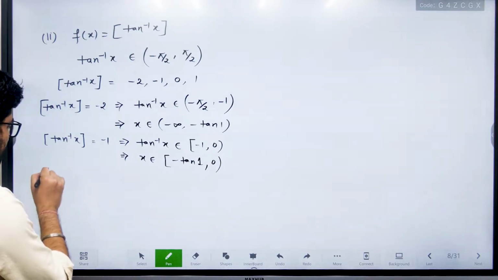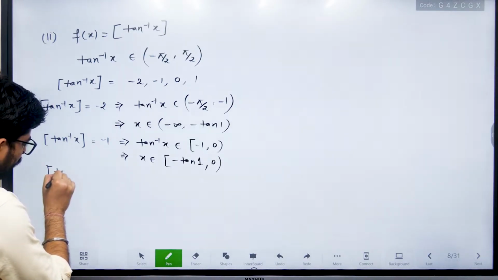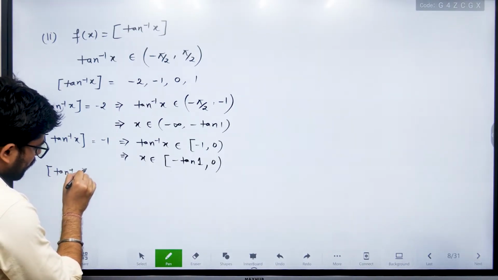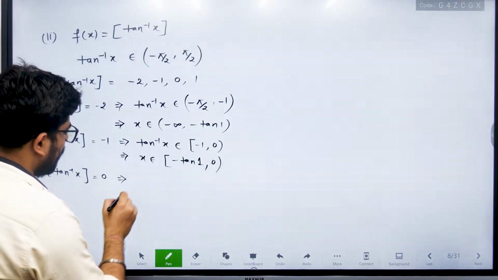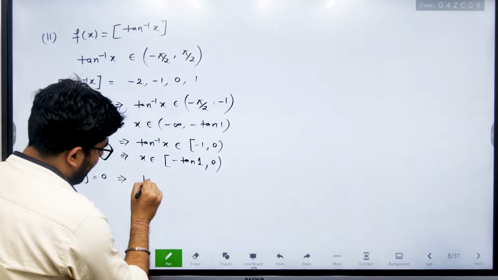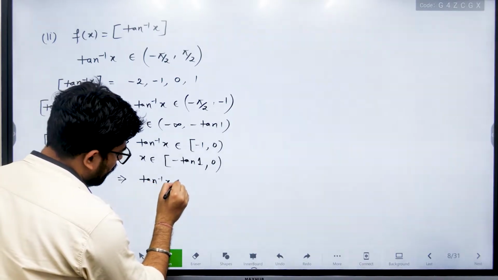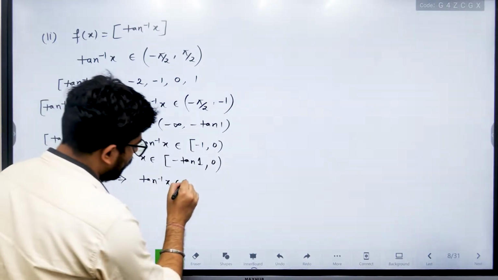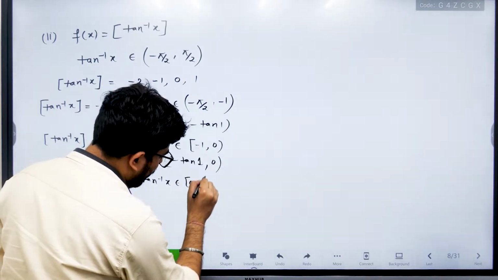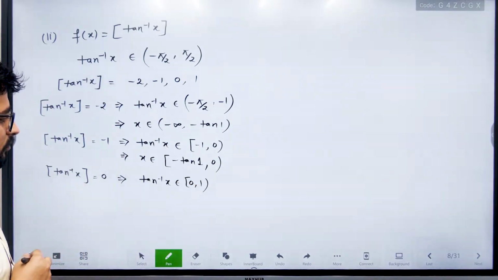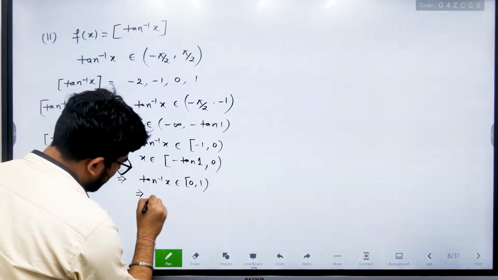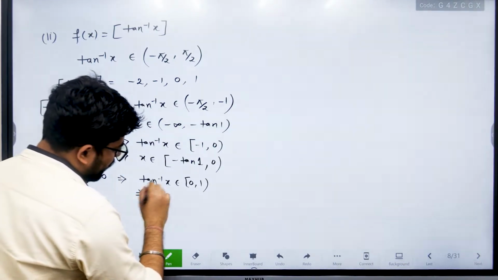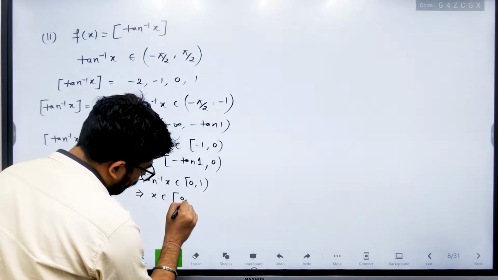Okay, similarly greatest integer of tan inverse x is equal to 0 gives you what? That gives us tan inverse x is from 0 close to 1 open. Okay, so it implies x is what? x is tan inverse 0, that is 0 to tan 1.